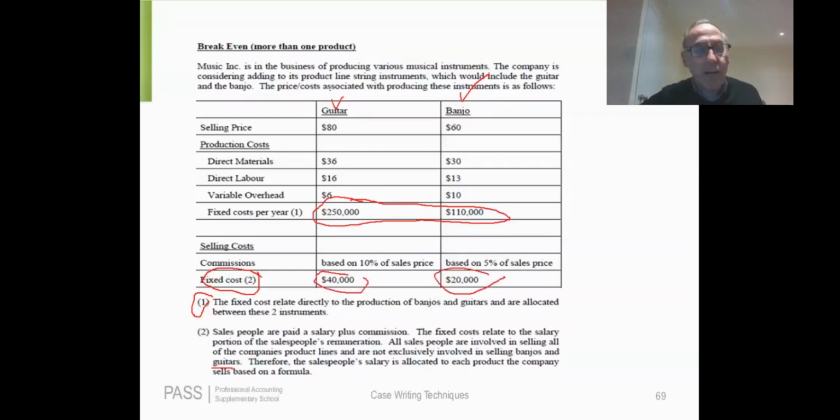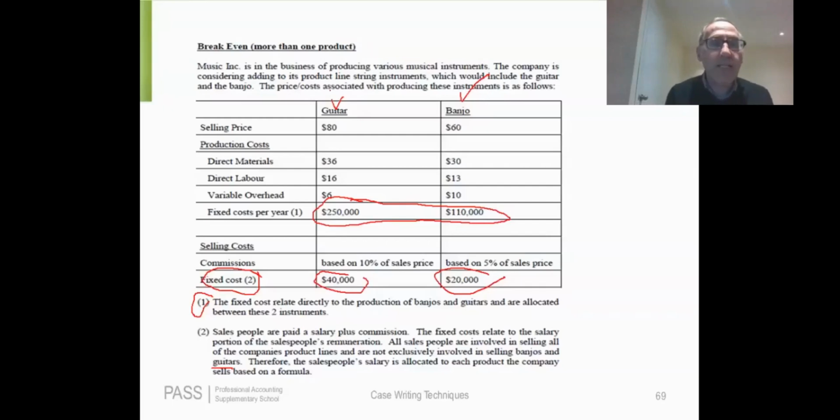The company has a formula where they allocate the fixed selling costs, the salaries of their salespeople, to all of the different products that are sold, including guitars, banjos, and other products. And they've allocated $40,000 to guitars, $20,000 to banjos.